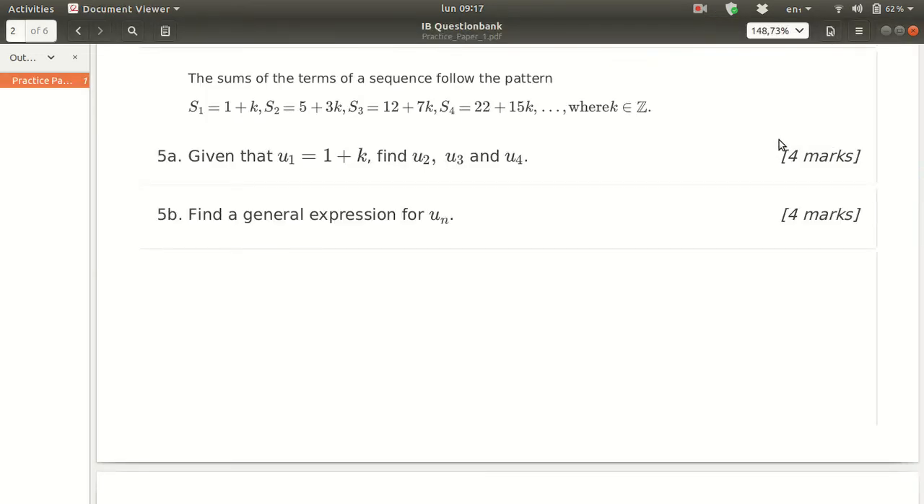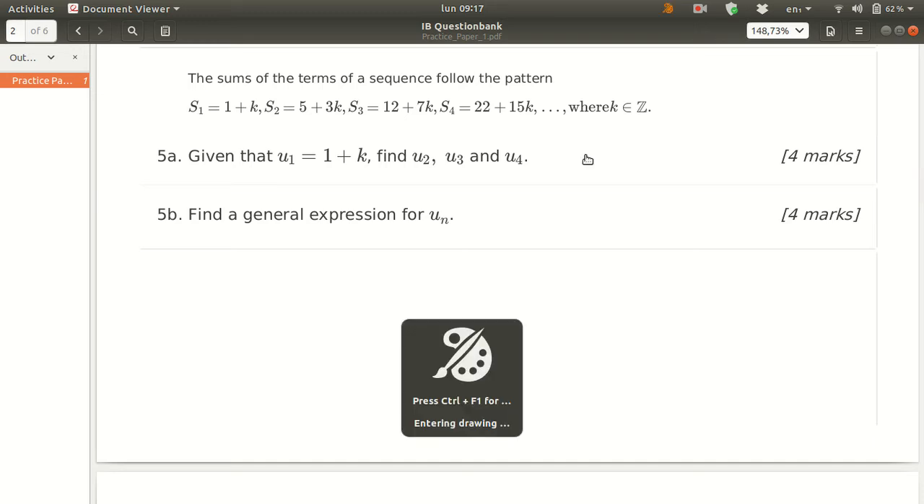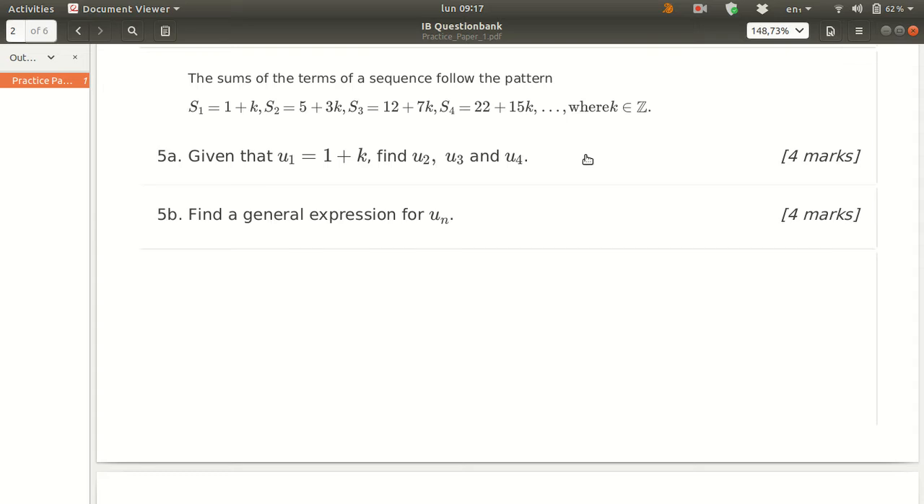All right, now we're going to look at question 5. Part B, nobody got it right. Part A, a lot of people got u1, or I'm sorry, u2, but then u3 and u4 were calculated incorrectly. So we're going to take a look at this one. It says the sums of the terms of a sequence follow the pattern: the first sum is 1 plus k, the second sum is 5 plus 3k, the third sum is 12 plus 7k, the fourth sum is 22 plus 15k, where k is an integer. So given that u1 is 1 plus k, find u2, u3, and u4.